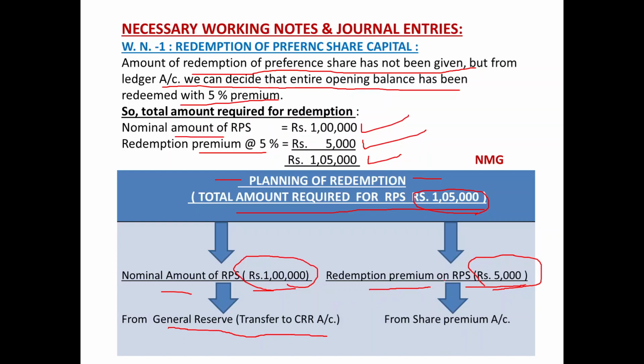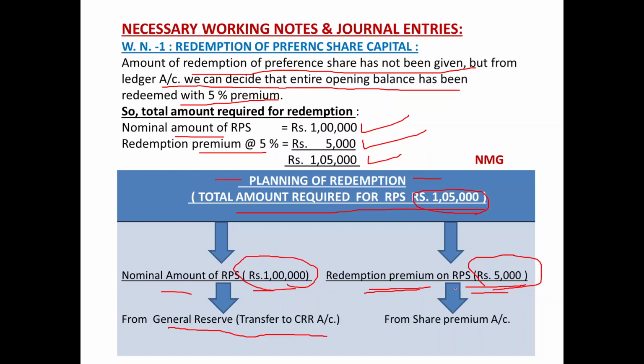Then redemption premium. Over here, provisions are very clear. Either this premium should be made from share premium account balance if it is available. This premium is an expenditure, while share premium is a special income. Premium versus premium, ideal matching. So if share premium is available, this expenditure of redemption premium should be made from share premium account.